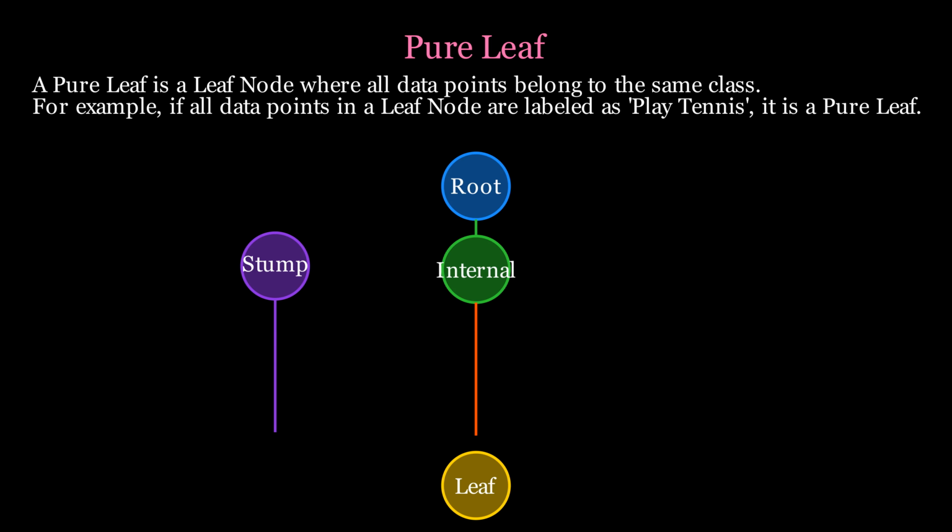Pure leaf. A pure leaf is a leaf node where all data points belong to the same class. For example, if all data points in a leaf node are labeled as play tennis, it is a pure leaf.